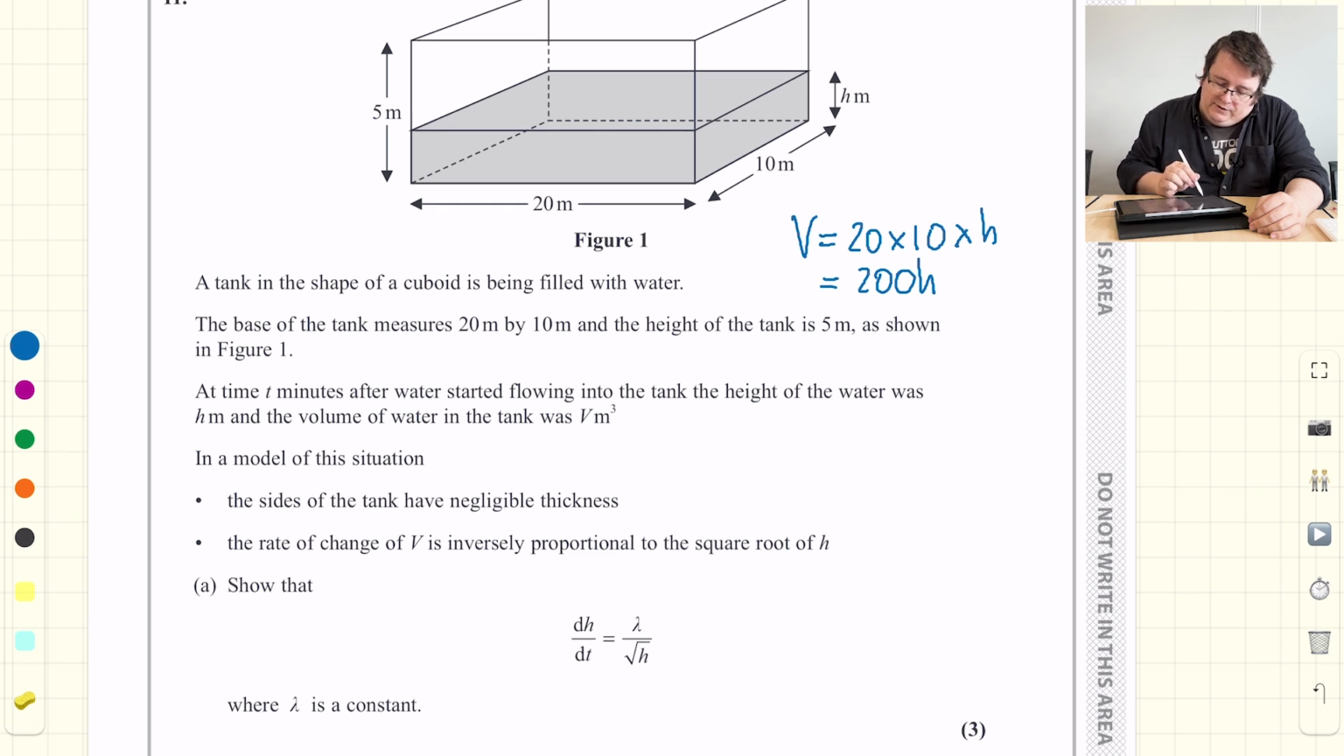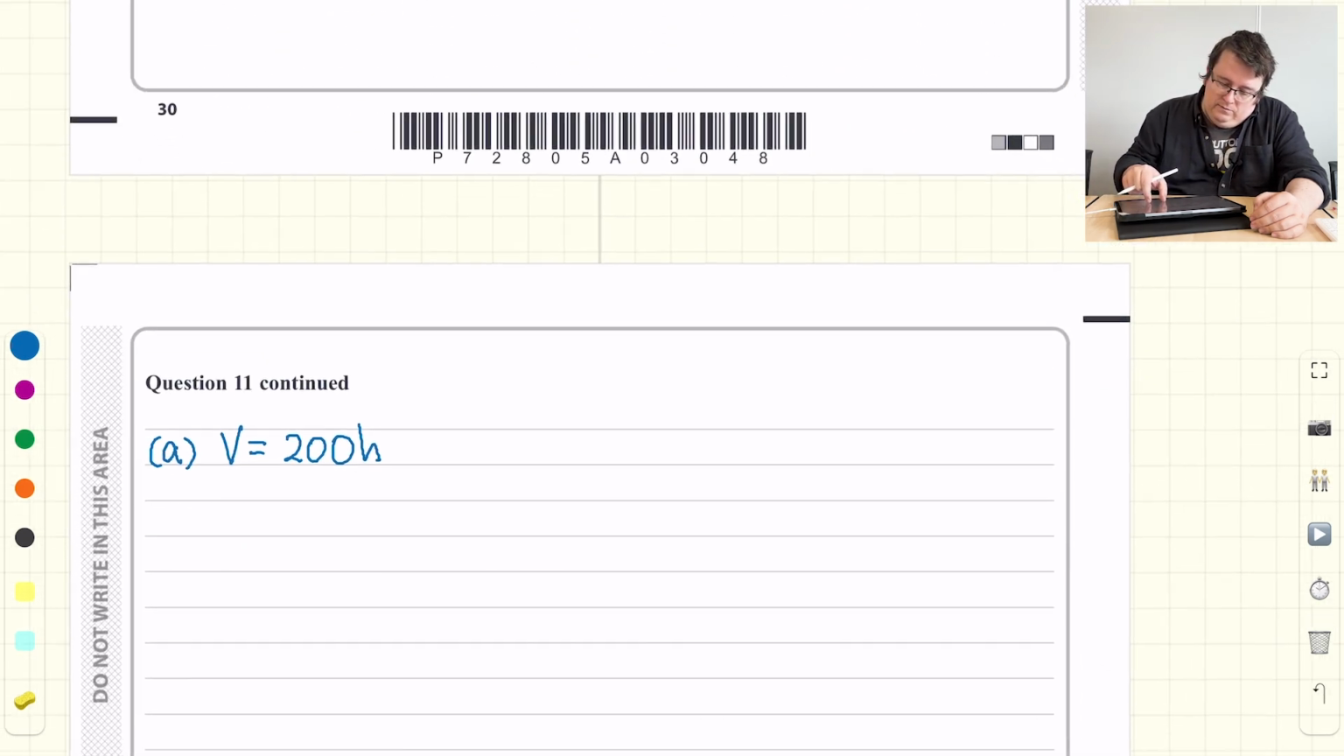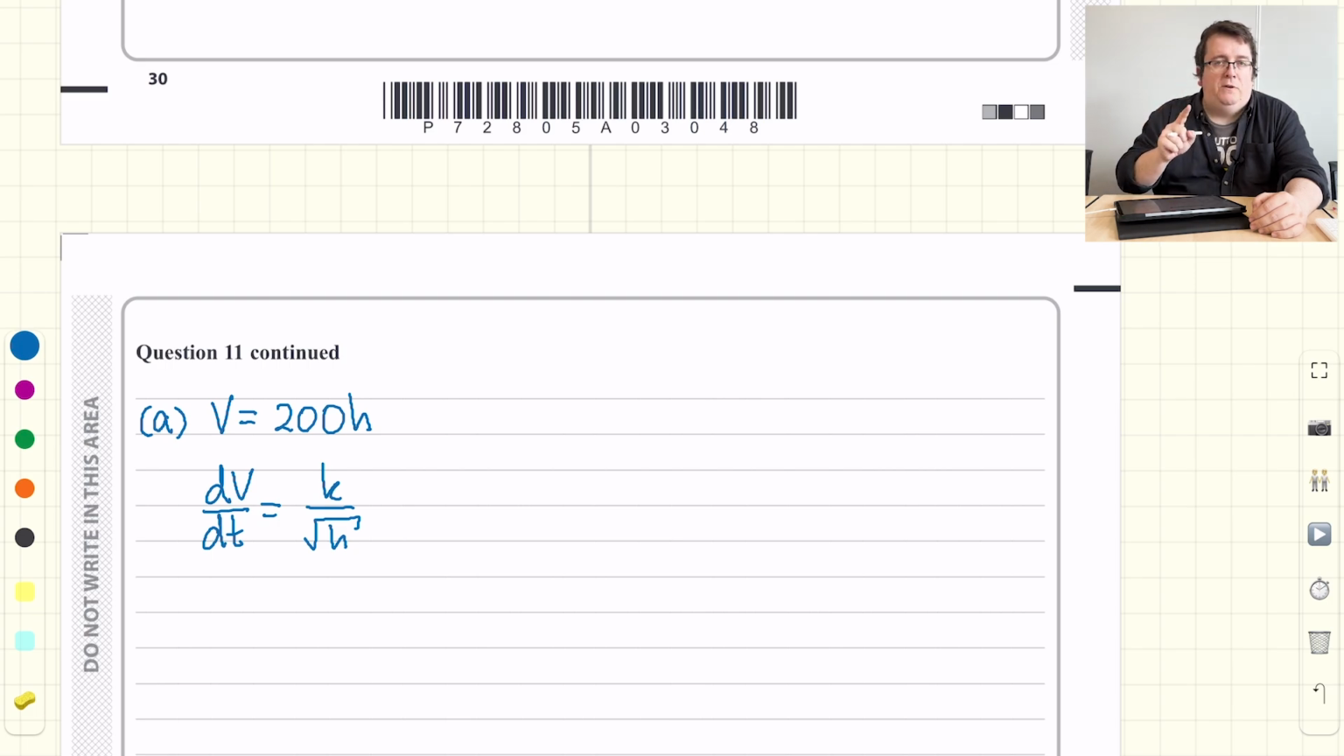Now, what else have we got? We're told that the rate of change of V is inversely proportional to the square root of h. So that means that dV by dt is k over the square root of h. So the rate of change of V with respect to time is inversely proportional to the square root of h. So dV by dt is k over root h. Okay, so we've got those two bits of information.